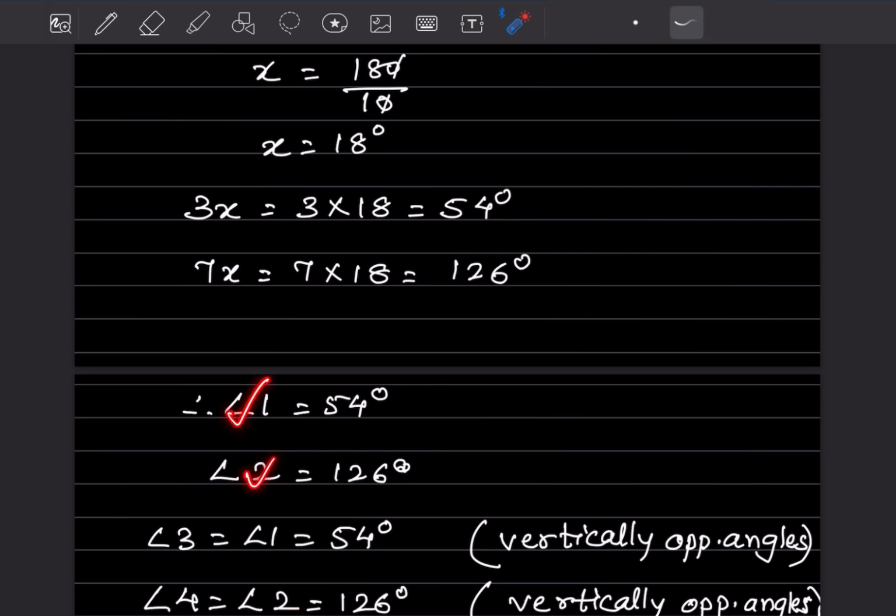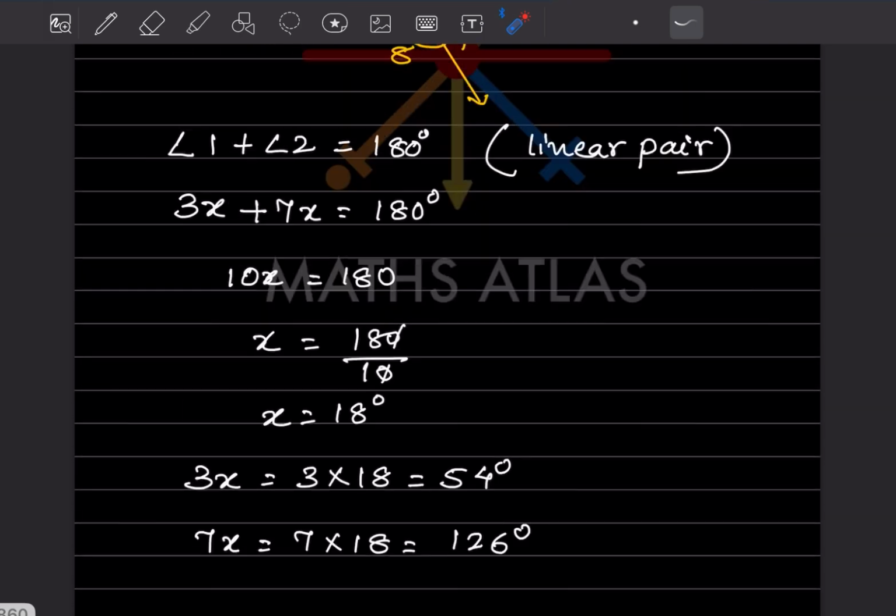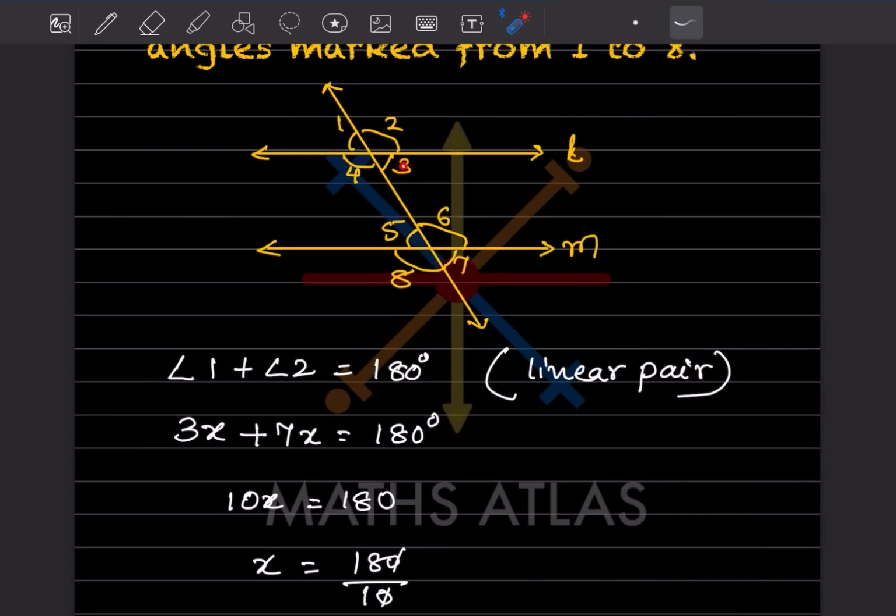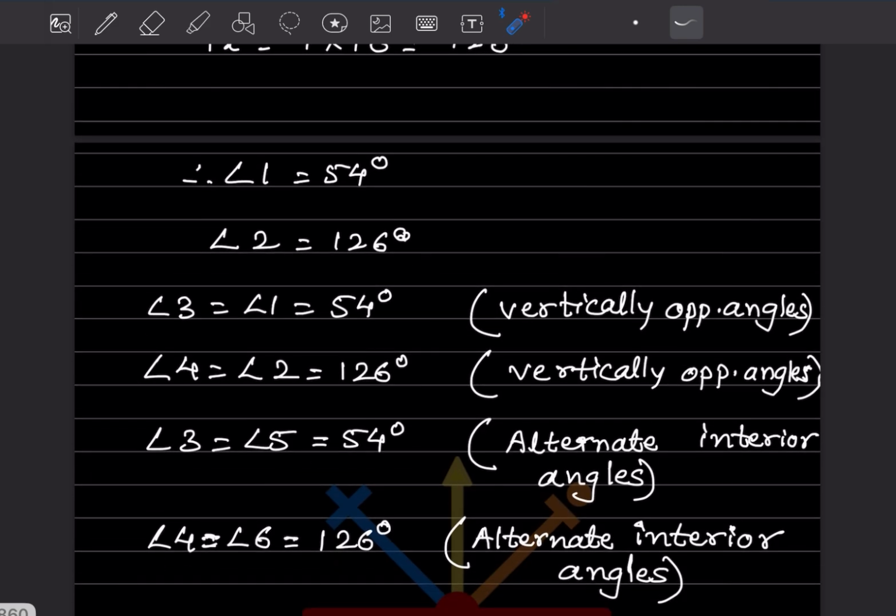So we got 1, 2, 3 and 4. Now let us see for 5, 6, 7, 8. What we can see again is that angle 3 is equal to angle 5 because these are the alternate interior angles. So angle 3 is equal to angle 5, that is 54, because they are alternate interior angles.